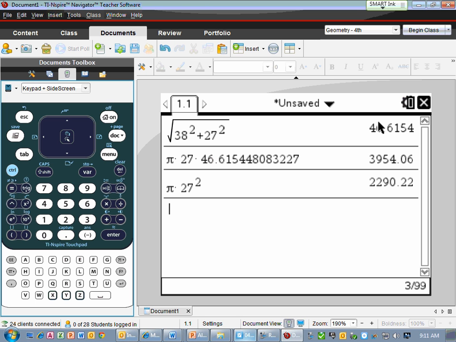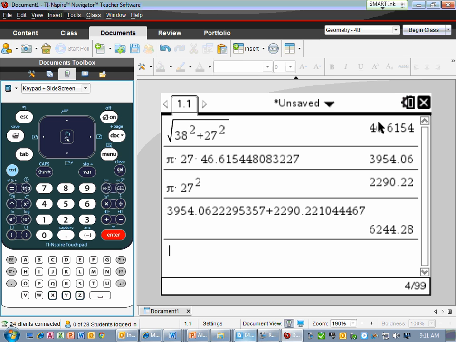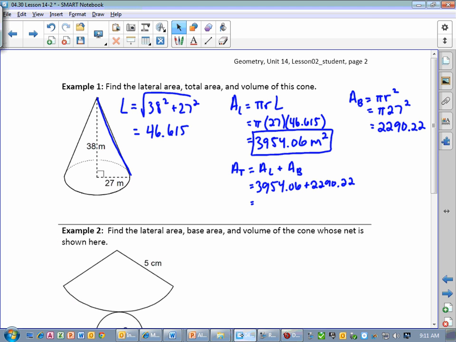So rather than doing that, I've got both numbers already in the calculator. I just press the up arrow for the first one, enter to copy it down, plus, up arrow for the second one, enter to copy it down. So now I've pressed just a few buttons. It's not that difficult. I press enter, and now I've got my answer, 6244.28. So rather than making a mistake typing something in, I know, assuming I didn't make a mistake in a previous step, that this answer is correct. 6244.28, and these are also square meters.